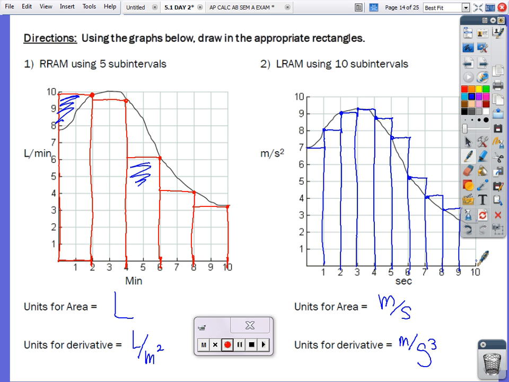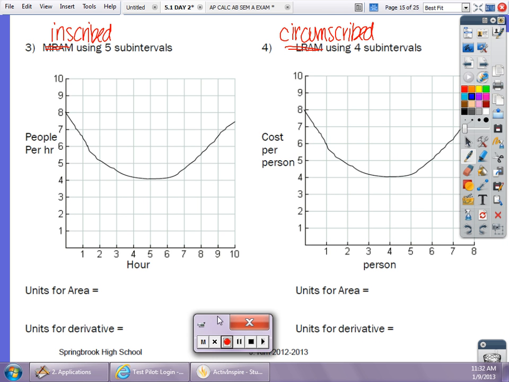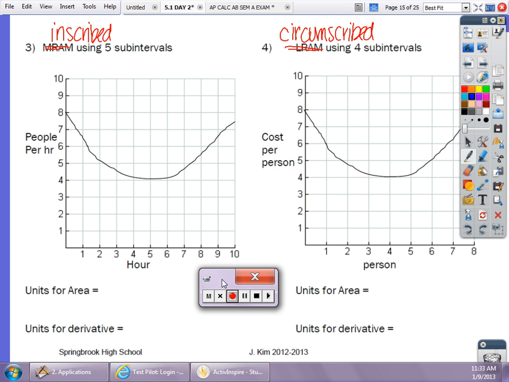Here it is. Let's see. There you go. No, for the last 2, I'm on numbers 1 and 2. I'm on top. All right, so your last 2, I changed to inscribed and circumscribed. Same thing. I would like you to follow the number of subintervals and do that.